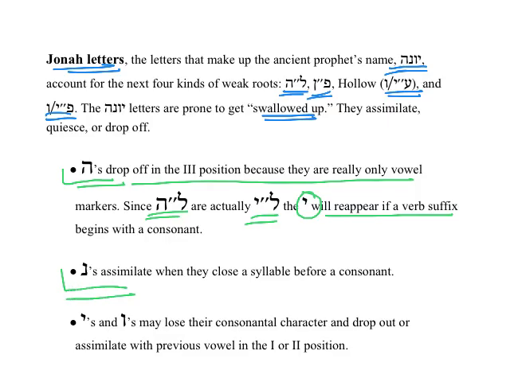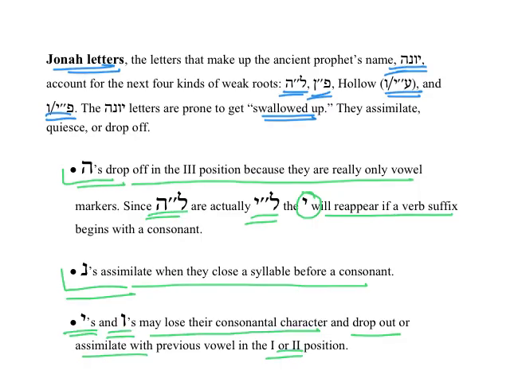Nuns, as they often do, assimilate whenever they close a syllable, and this happens especially in imperfects and vav consecutive imperfects in verb conjugations. And again, yods and vavs can lose their consonantal character and then either drop out or assimilate when they're in the pei or the ayin position. That is, if we have a pei yod vav or a hollow verb.